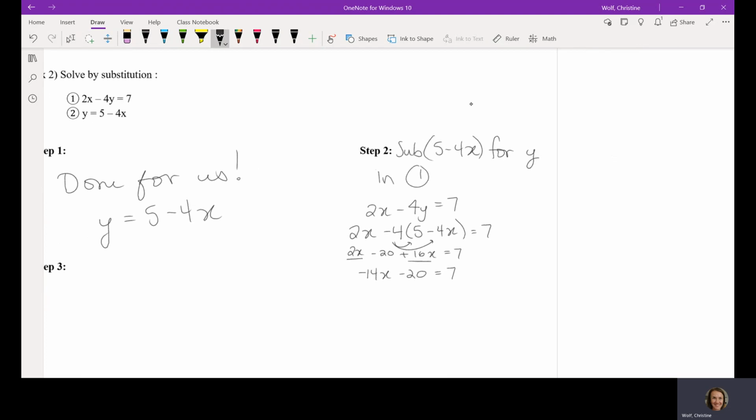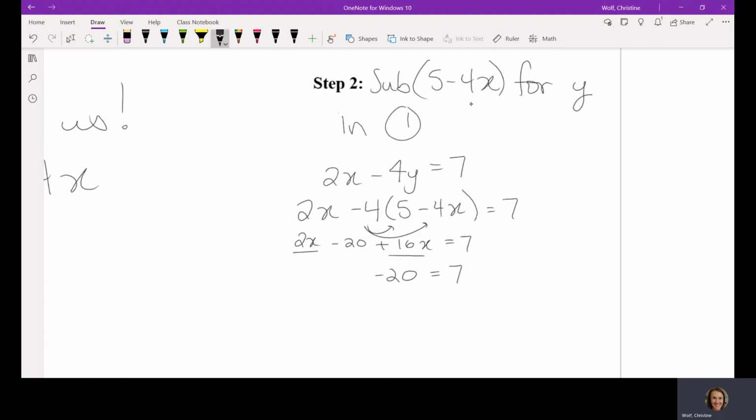So 2x minus 4y equals 7. 2x minus 4, and then y is 5 minus 4x, equals 7. So 2x minus 20 plus 16x equals 7. Oh, it's 2 plus 16. That's why. Sorry, guys. I knew something wasn't working out nicely. I accidentally did 2 minus 16 here. It's 2x plus 16x. My bad. So it's 18x minus 20. That works out nicely now.